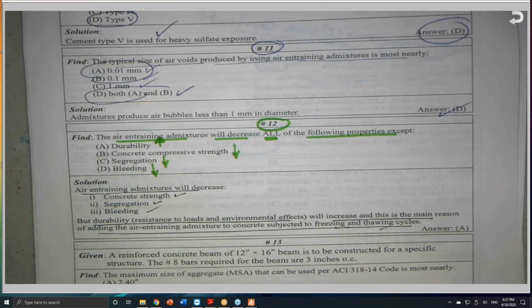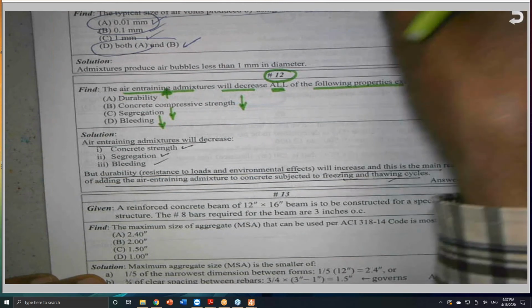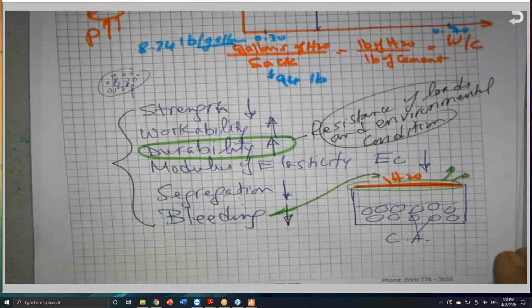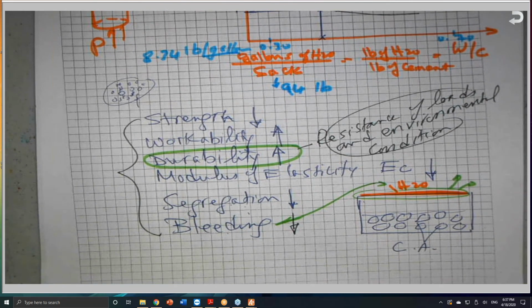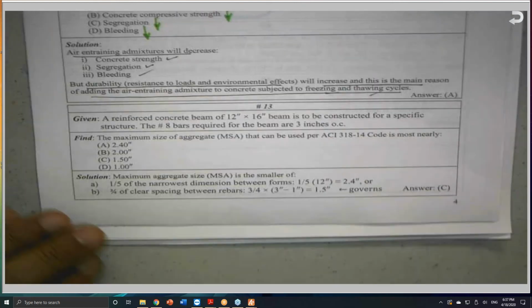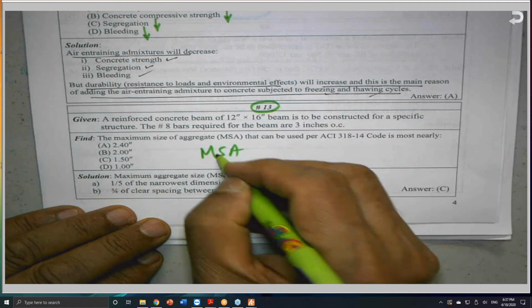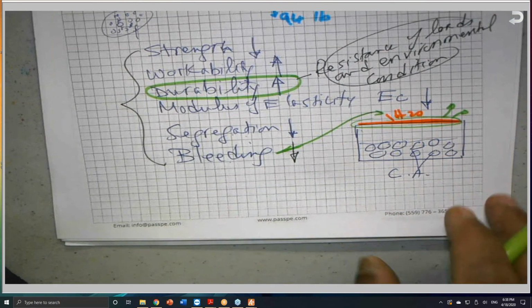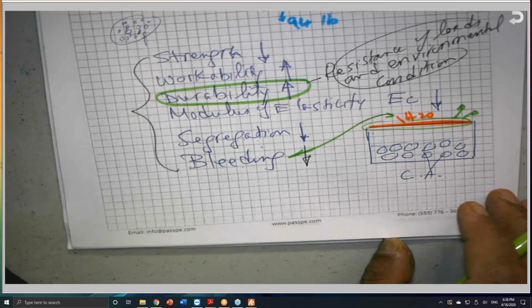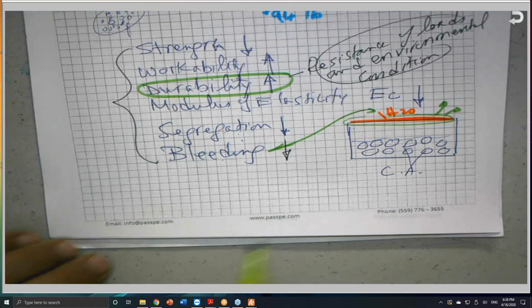The discussion about air entraining and mixture, I believe I did address all that you need to know. Another thing related to concrete is MSA, the maximum size aggregate. As you know, the aggregate size has many factors that will affect the strength of the concrete.